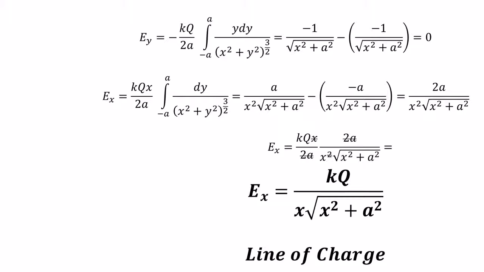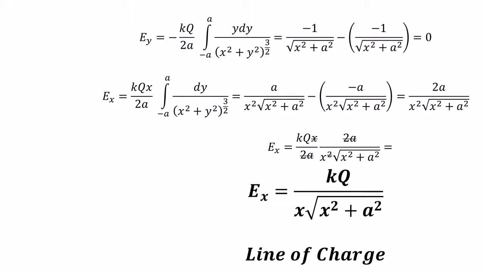The electric field in the x-axis is equal to kq over 2a times the integration of dy over the quantity of x squared plus y squared raised to 3 halves from negative a to positive a. This is equal to a over x squared times the square root of x squared plus a squared minus negative a over x squared times the square root of x squared plus a squared. Now, positive a minus negative a will give us 2a, and again, since this is a subtraction, both fractions must have the same denominator. Simplifying further will give us the electric field in the x-axis, which is equal to kq over x times the square root of x squared plus a squared.